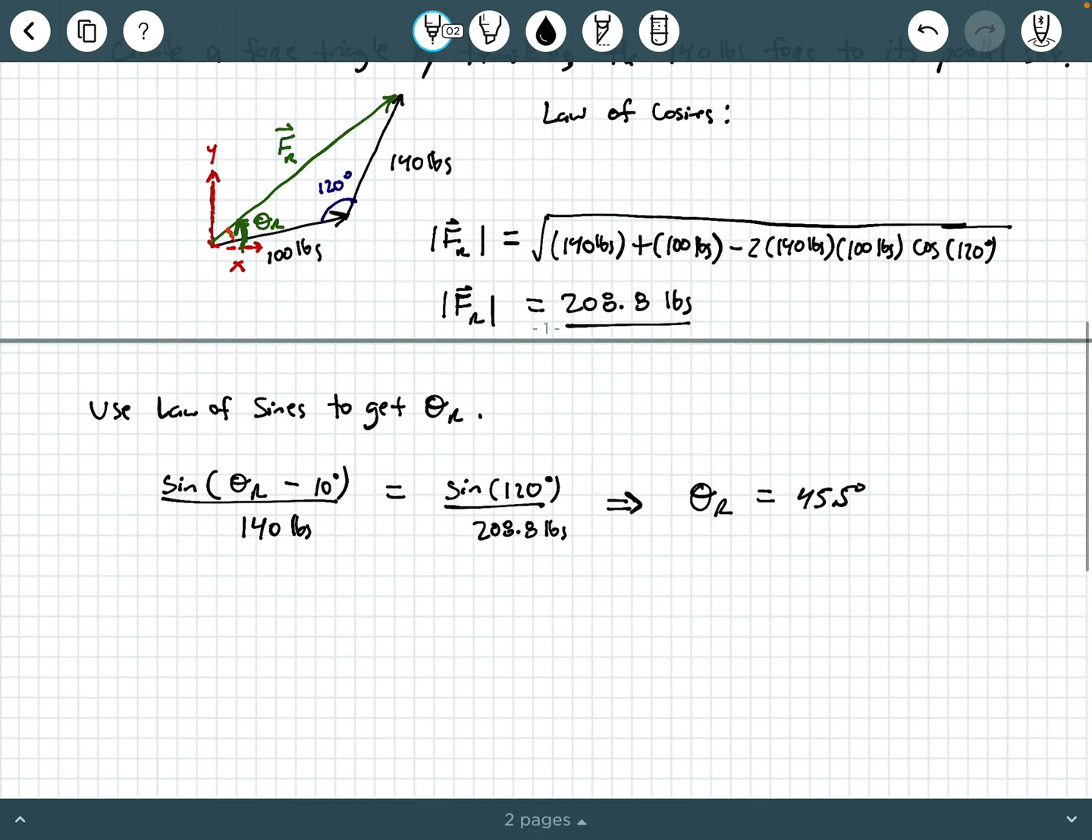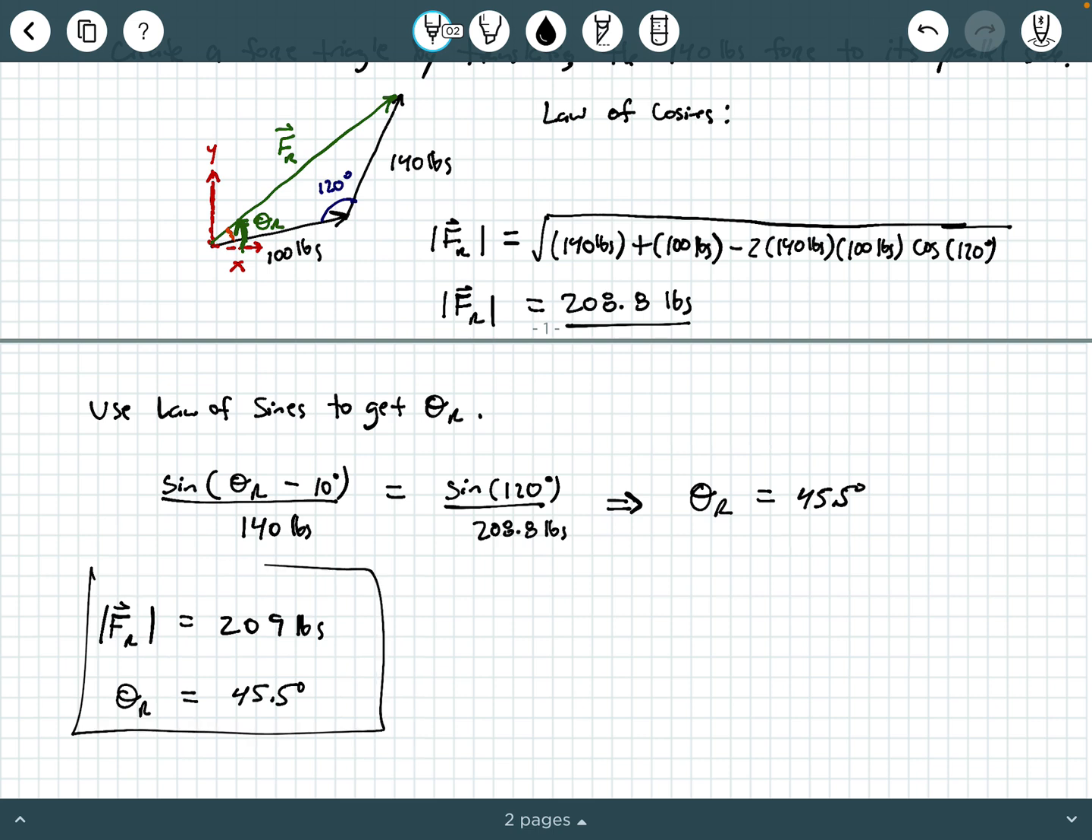So my final answer, if I want to summarize this, is the magnitude of F sub r is maybe 209 pounds if you want 3 sig figs, and then theta sub r is 45.5 degrees. And that is my final answer. Again, you want to watch your calculations, especially in your calculator when you're dealing with these trig functions. You want to be in degree mode.